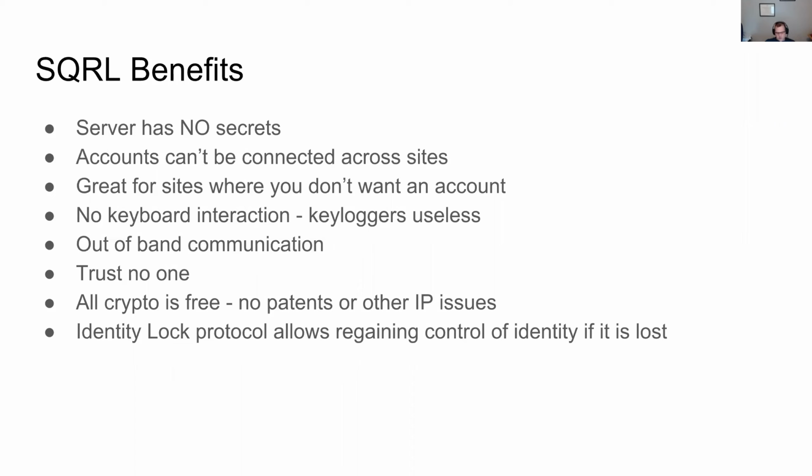This is a trust no one solution. No one else has your data. Nobody has access to your data. That also means you have the responsibility for keeping track of, say, your password. If you lose the password that encrypts your master identity, you are completely out of luck. All of the crypto that's used in SQRL is free and has no patents or other intellectual property issues, so that should not be a hurdle for adoption. And then finally, there's a feature called identity lock that lets you regain control of your identity if you lose control of it. I'll talk about that in a minute.